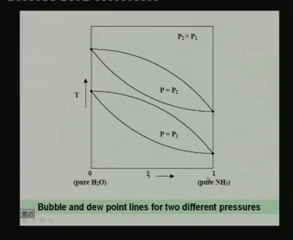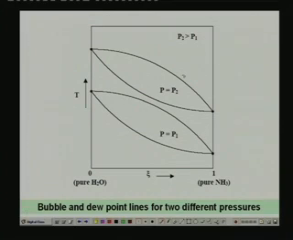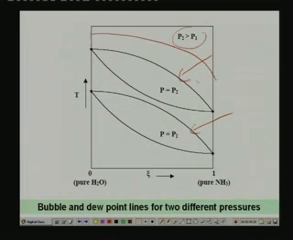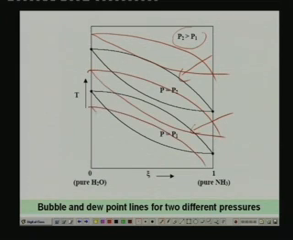Of course, if you are carrying out this experiment at two different pressures, let us say, then you will get two different lines. This is for one pressure P2 and this is for another pressure P1, and P2 is greater than P1. So, the same thing can be repeated at different pressures. So, at different pressures you will get different lines like this. Right. So, this is a typical bubble and dew point chart for a binary mixture.